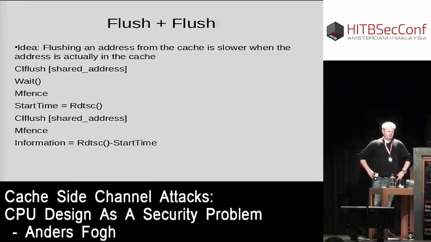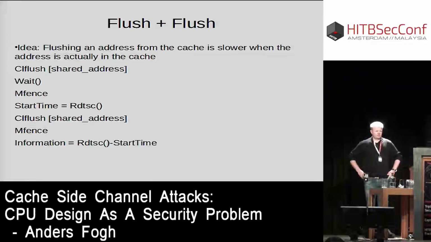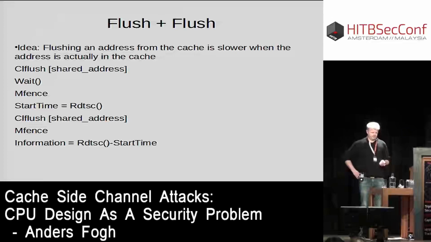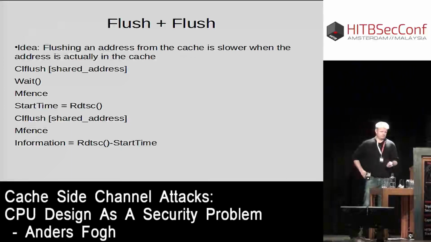So the basic idea is that flushing an address from the cache is slower when the address you're flushing is actually in the cache. The logic behind this is obviously that the instruction can shortcut and doesn't have to do as much work as when there's actually something in the cache. So here you have pseudo assembly code for the flush and flush attack.